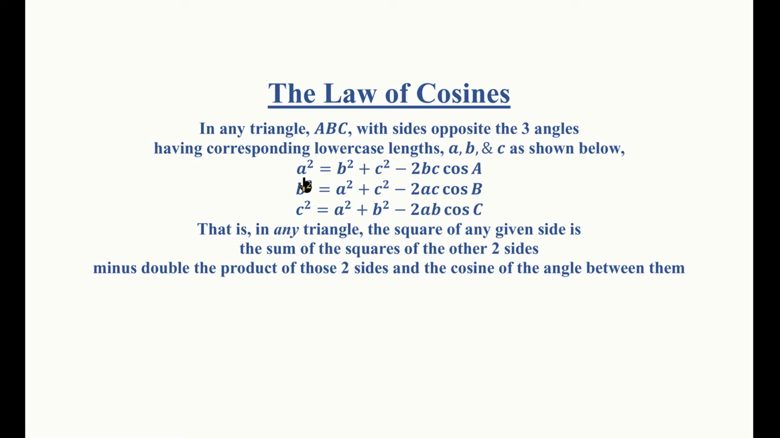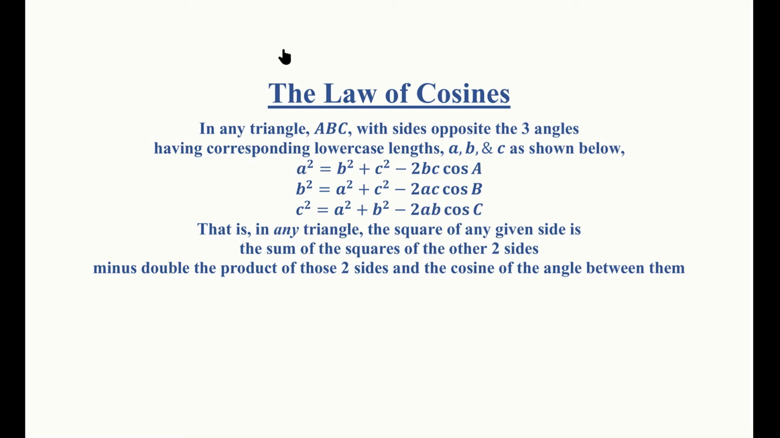So, for example, a squared equals b squared plus c squared minus 2 times b times c times the cosine of A. Notice that means these are the lengths of two sides, and A is the angle between them. So you can find that the square of any side is the sum of the squares of the other two sides minus 2 times the product of the lengths of those two sides times the cosine of the angle between them. And this works no matter which side you start with.